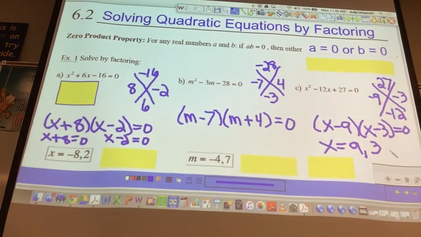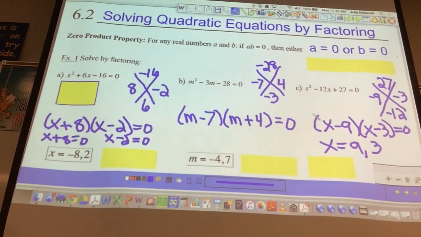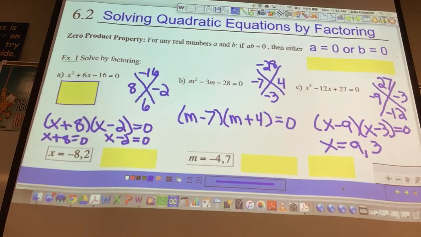From what I've seen, they haven't given you many problems where there's a coefficient in front. If we come across that, I'll show you and remind you how to do that.